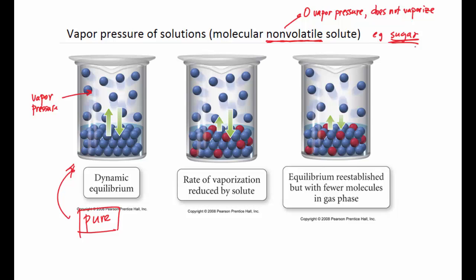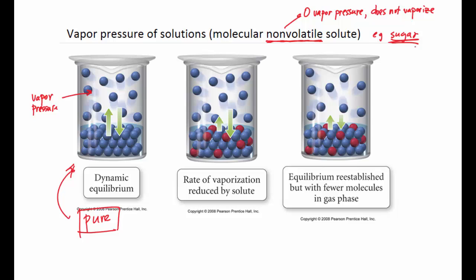Why do you suppose the rate of vaporization is reduced by the solute? Right? This upward arrow is now shorter than it was before. Anybody have any ideas why that is? It's actually simpler than you would think. Think about where vaporization has to happen.